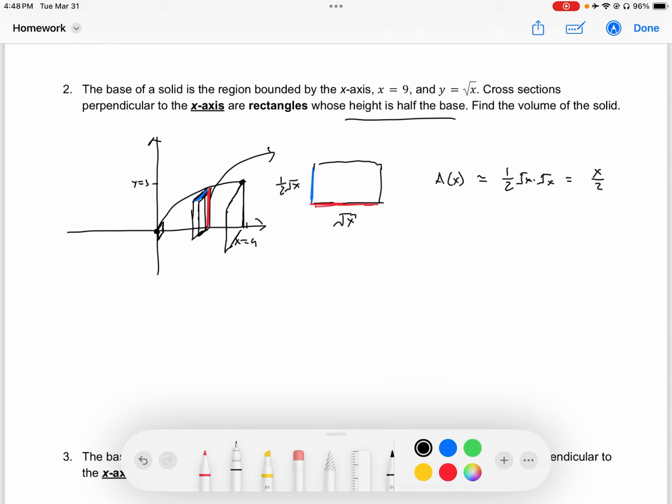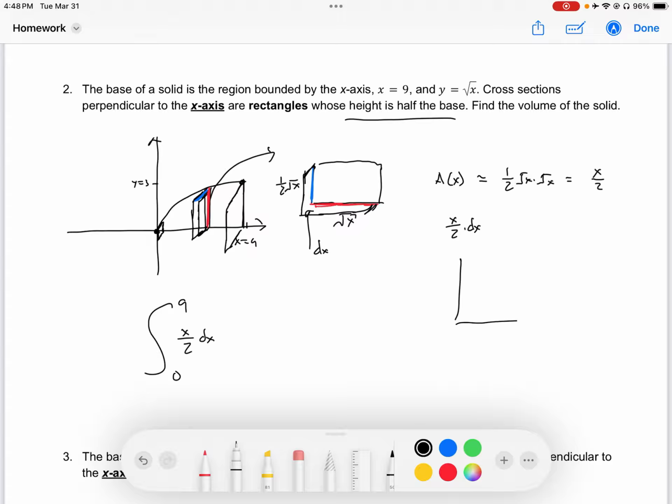So if I wanted to make this thing into a 3-dimensional little sliver, it's not a great drawing, but whatever, with the thickness of dx, then I would have x over 2 times dx. That's kind of a volume of a little slice. So now I simply need to integrate from 0 to 9 of my cross-sectional area, which is x over 2 times little dx to give it a thickness. And that is going to give me the volume of that shape.